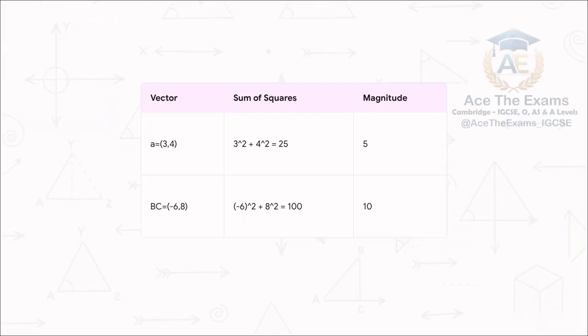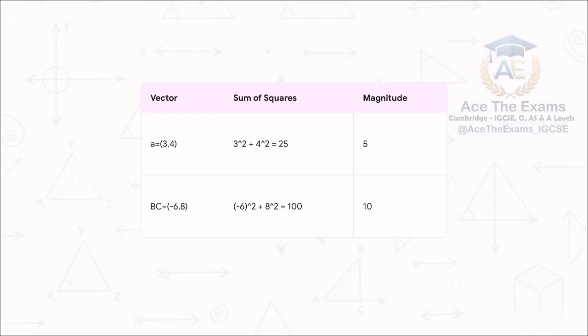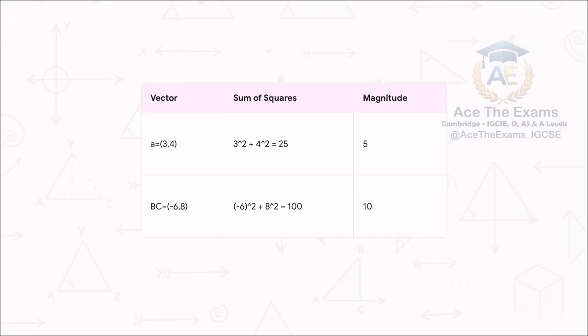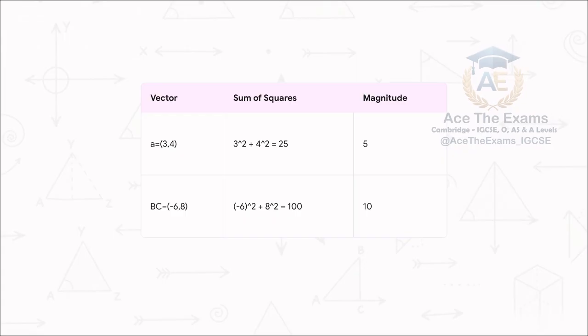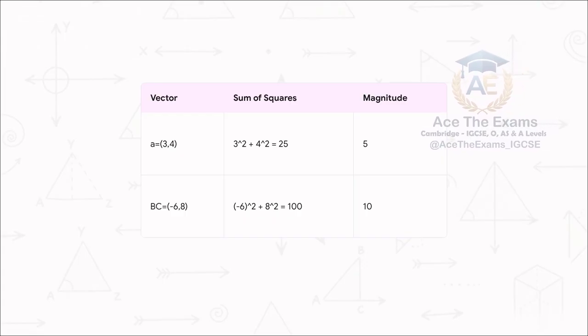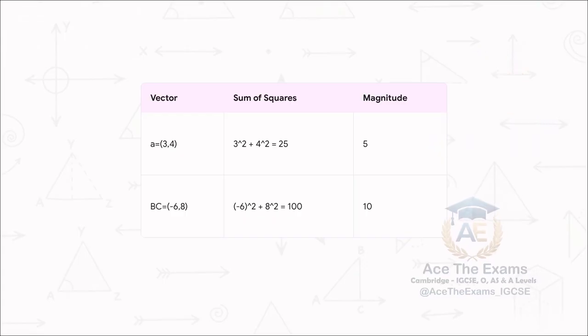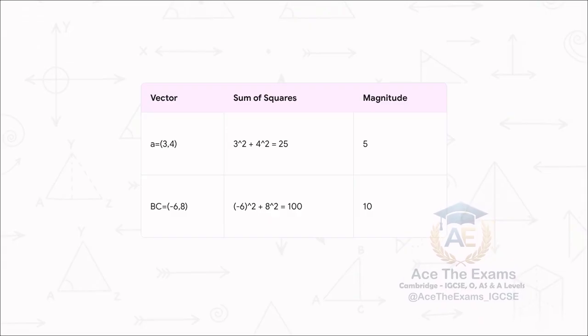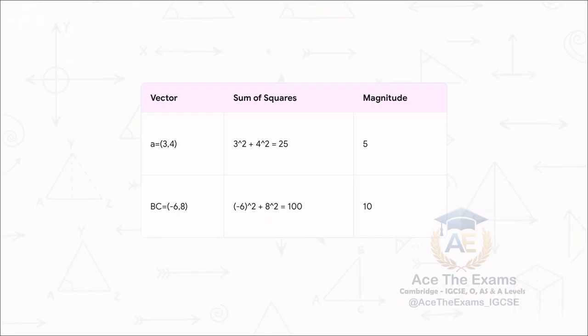Easy, right? But what if the horizontal component is a negative, like the -6 down there? Well, when we square that -6, the negative sign completely vanishes. A negative times a negative is a positive 36. Add that to 8 squared, which is 64, and we get a nice, neat 100. The square root of 100 gives us a positive magnitude of 10.